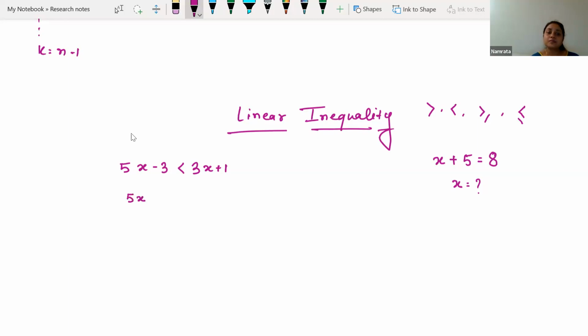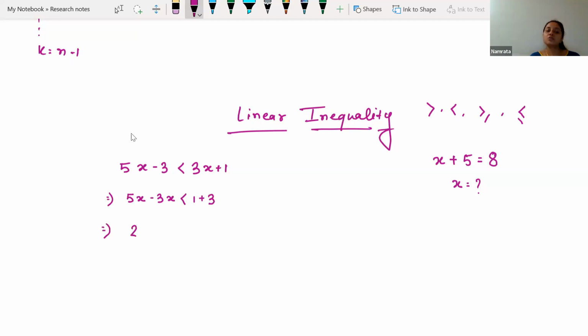5x minus 3x, I am taking this 3x over here and sending it. The inequality sign is the same, I am just copy pasting. This 3 is going over there, so I'll be having 1, and this minus 3 became plus 3. Is it clear to you? Just like equation I am doing. Is it clear now? Yes, ma'am.